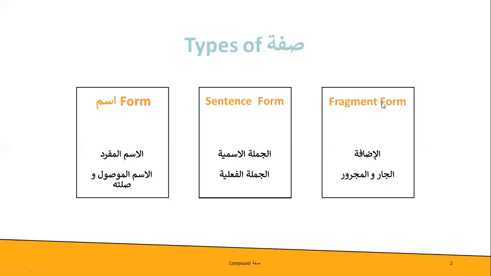So we are going to now continue with compound sifa. We had already learned that sifa can be classified into three forms. It can either be in the form of ism, ism mufrad, one word. It can also be in the form of ism mawsul wasilatuhu. Then in the form of a sentence, it can be jumla ismiya, jumla fi'liya. Then it can also come in the form of a fragment, which is either idafa or jar majroor.